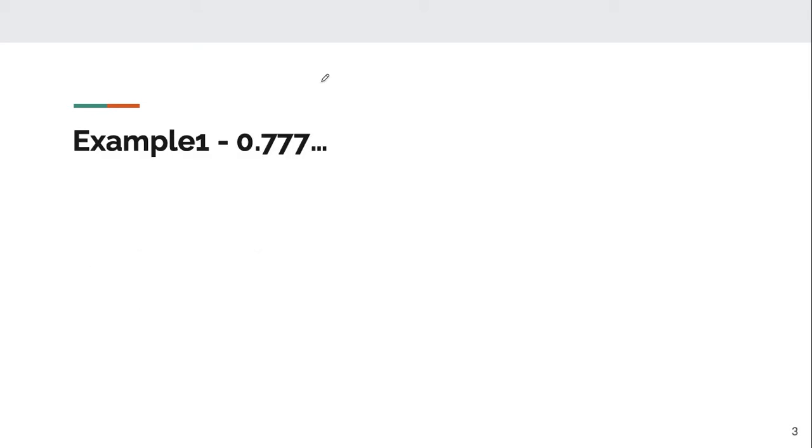Example number 1. Here the number is 0.777 and the 7 continues. The same number can also be written as 0.7 bar. This bar denotes that the digit 7 keeps repeating. So we can start by saying let p by q, which is the fraction form, equal 0.7 bar. Now you see the only digit that is repeating is 7 and it is already on the right hand side of the decimal. So first step is already done. We can call this equation number 1.